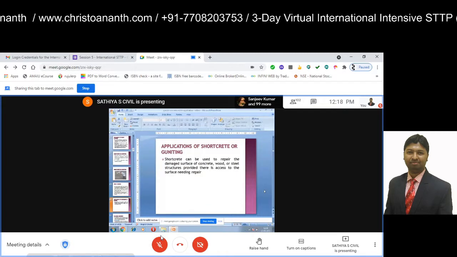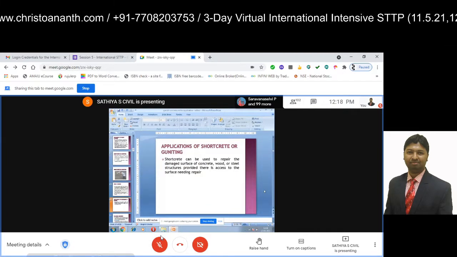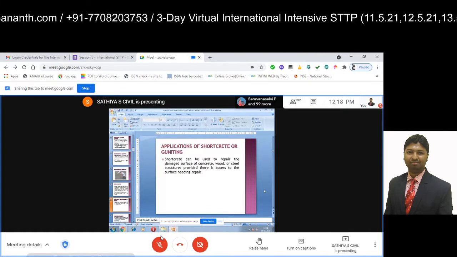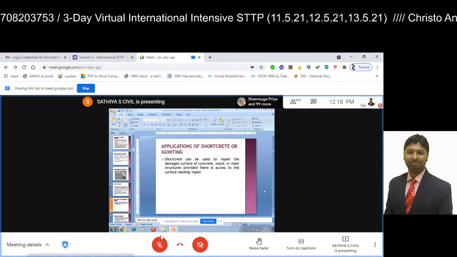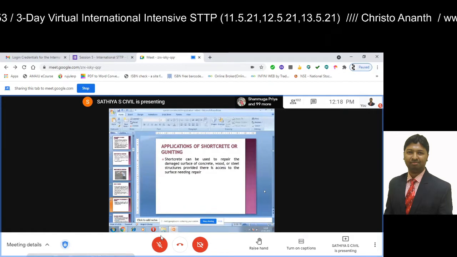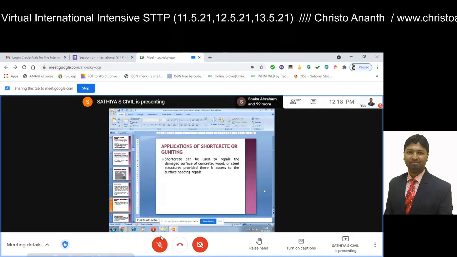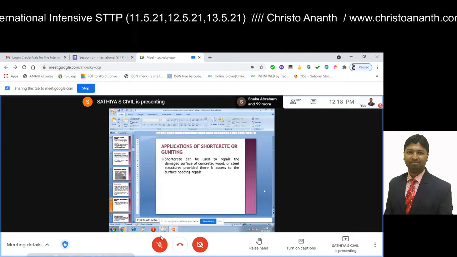Then applications of shotcrete or gunite. Shotcrete can be used to repair the damaged surface of concrete, wood, or steel structures, provided there is access to the surface to be repaired.